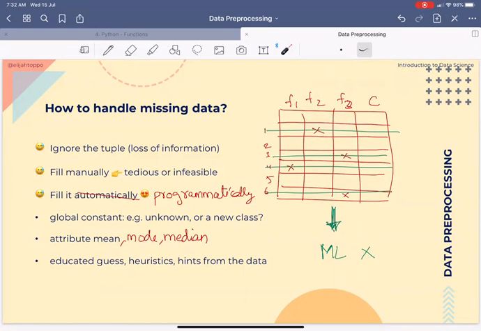So we see that there is some relation between multiple features, and I can extrapolate that relation to be able to answer how I should be filling the missing values. So I can take an educated guess. I can do heuristics. Have you heard this term before, heuristics?